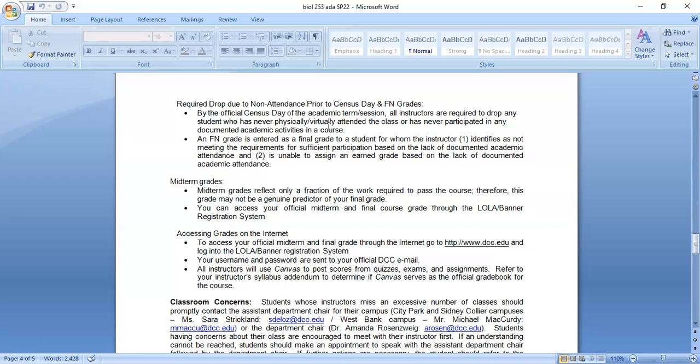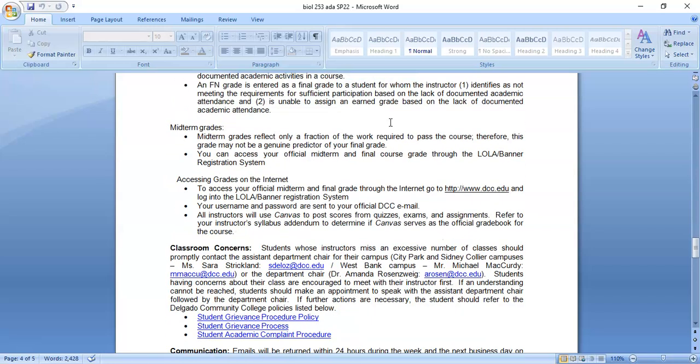If you just stop attending, you'll end up with an FN grade, which is different than an F grade. And I have the parameters outlined in my addendum as to what will classify you as receiving an FN grade.